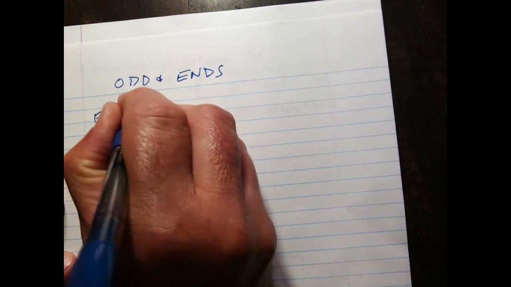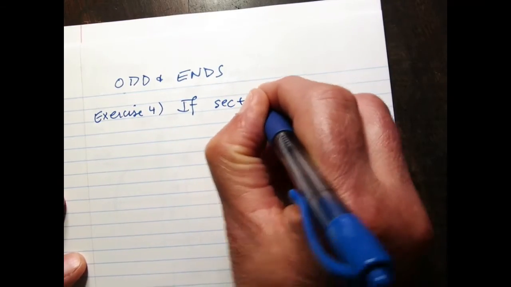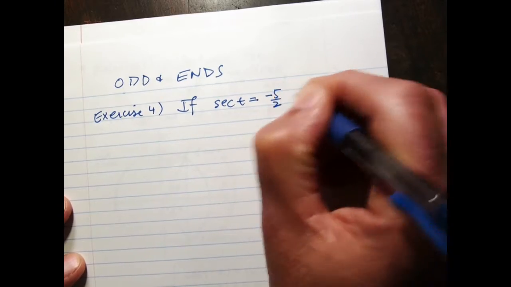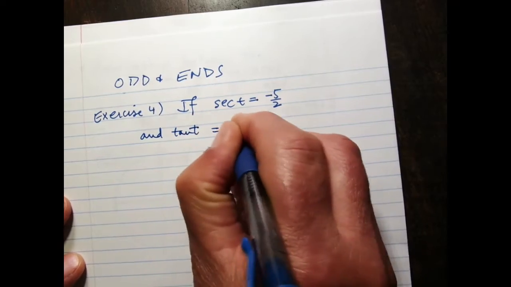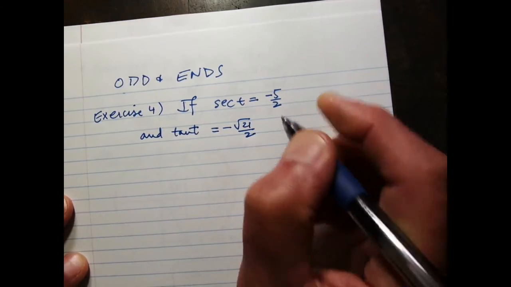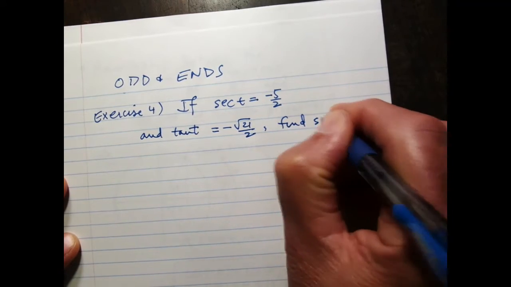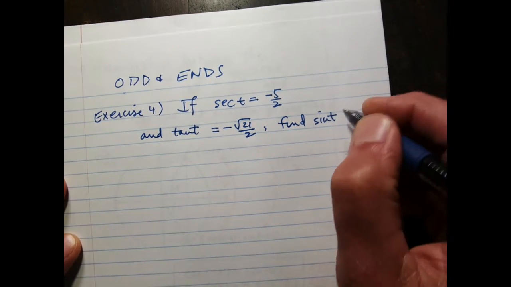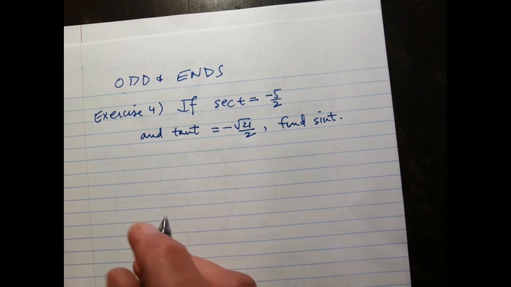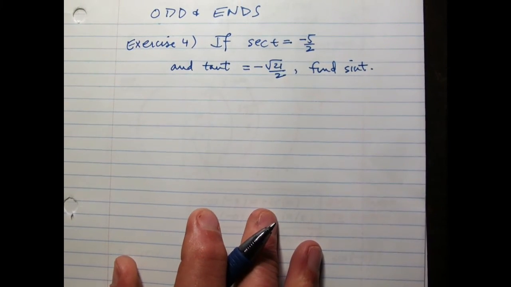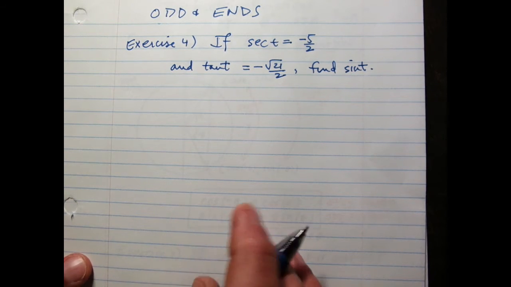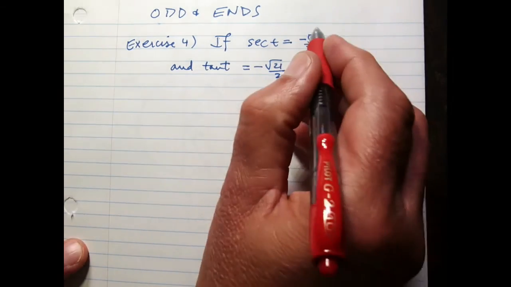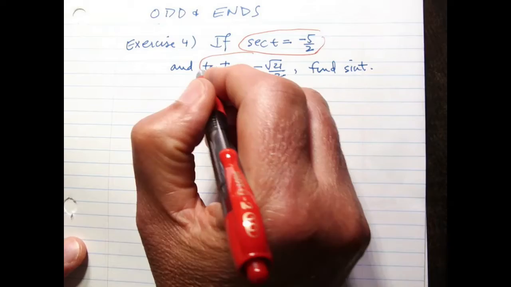Exercise 4. If secant t is negative 5/2 and tangent t is negative square root of 21 over 2, find sine t. So this is not a hard problem at all, and it's just kind of using what we know about the functions. We're given this, and we're given this.